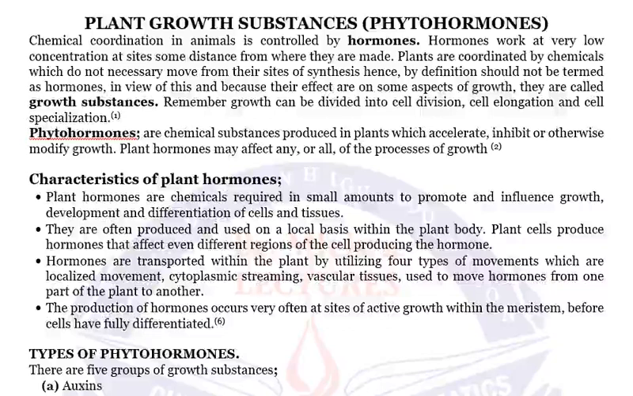Welcome back, friends. In the previous session we discussed the phytohormones and their characteristics, and we saw how the phytohormones differ from the animal hormones. As a part of recap, we said that plant hormones are chemicals which are required in small amounts, as animal hormones are, and they influence growth, development and differentiation of cells and tissues. So in most cases the plant hormones tend to stimulate growth.